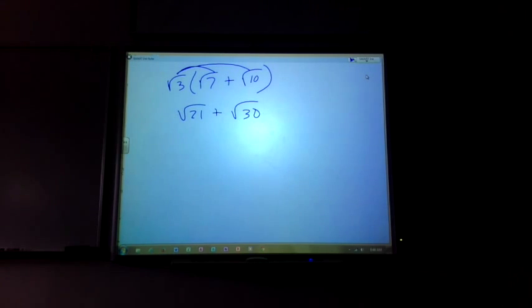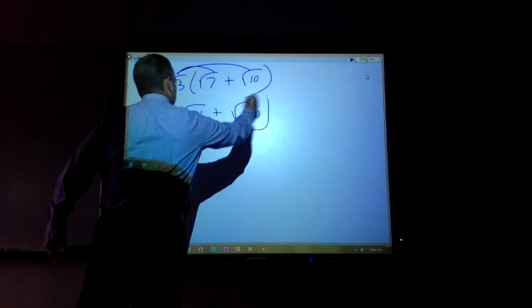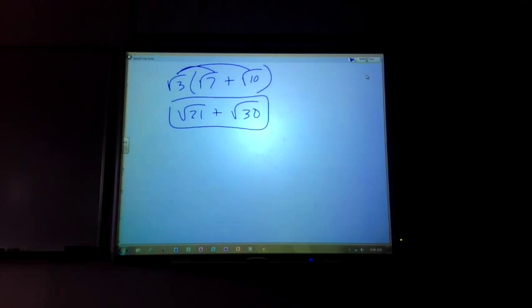Root 30, let's see, I could use 3 and 10. 10 would break down to 2 and 5, so 3, 2, 5. I don't have any pairs there. Is root 30 good as is? Are those like terms right now? No. Can I add them together? I can add them together, and this is my answer. It's done. There's nothing more you can do.